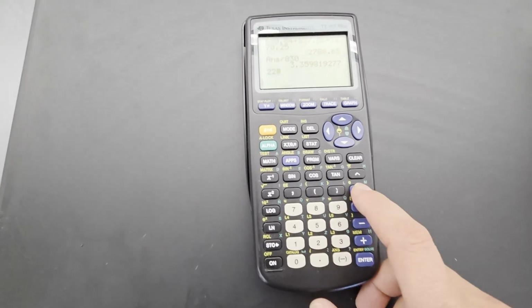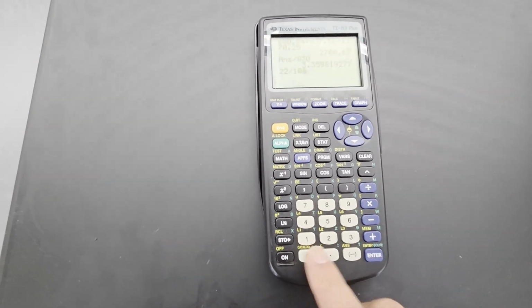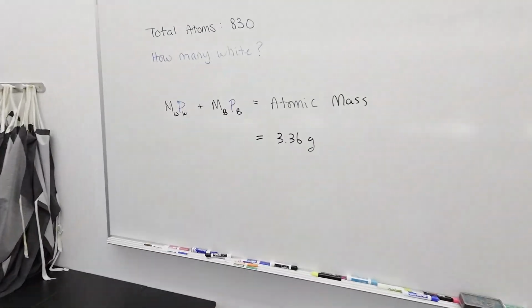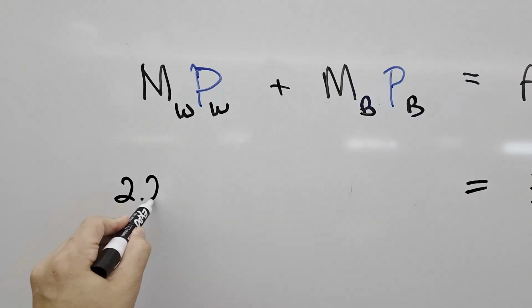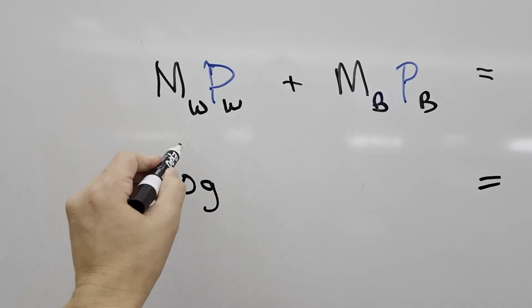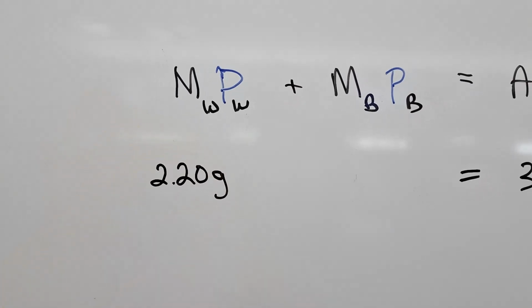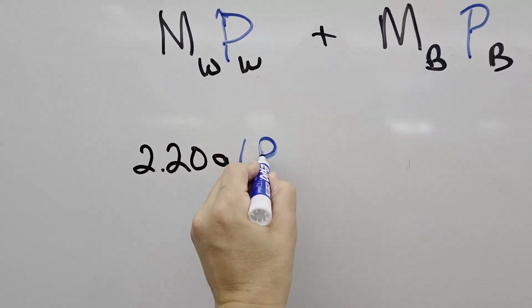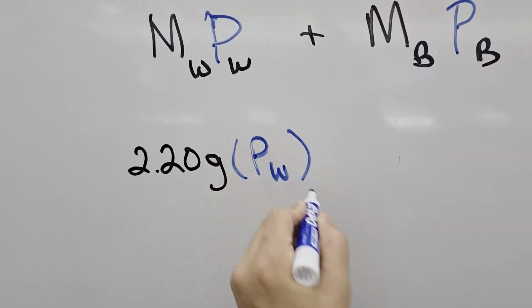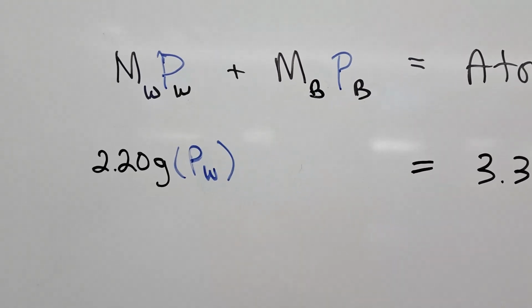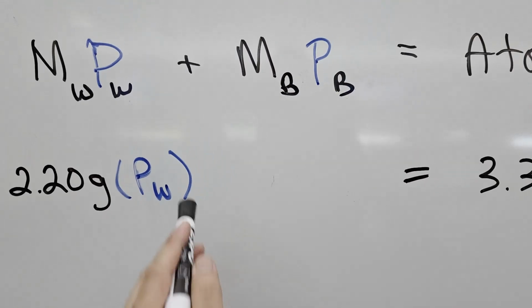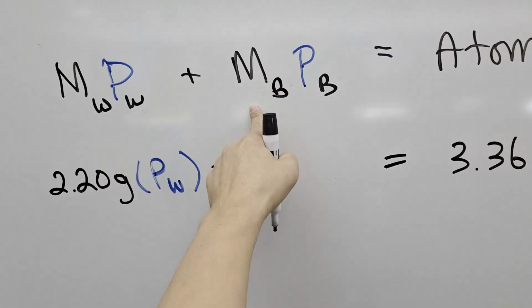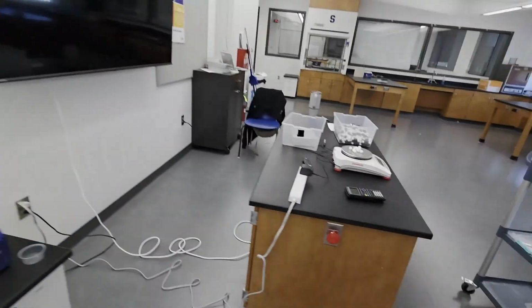22 divided by 10 is 2.2. I'll go with that. All right. 2.20 grams is the mass of the white isotope. And we're going to multiply that by the relative abundance, the percentage of the white isotopes. And we're going to add that to the mass of the black isotopes.